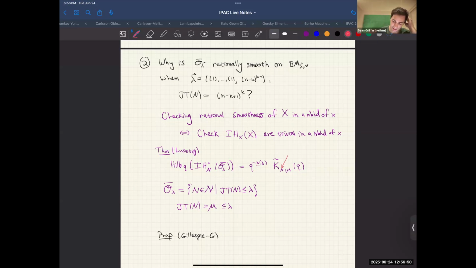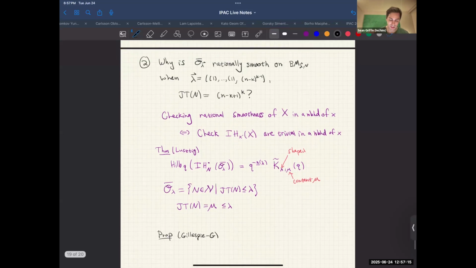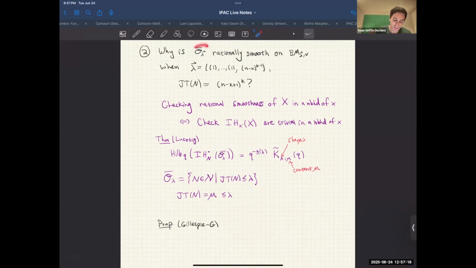So this is shape lambda and content mu tableau, keeping track of the co-charge statistic. And I'm not going to exactly explain how these two things are connected, but essentially computing these local intersection cohomology groups comes down to computing the ones for a single partition of that shape. And you can control which points you actually have to check on that orbit closure.